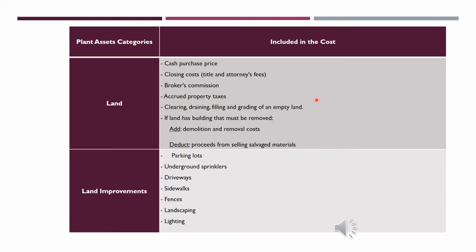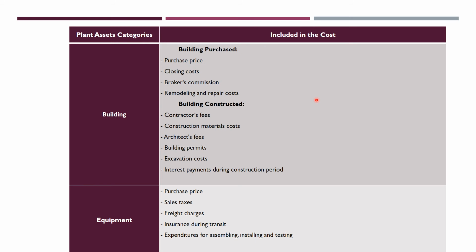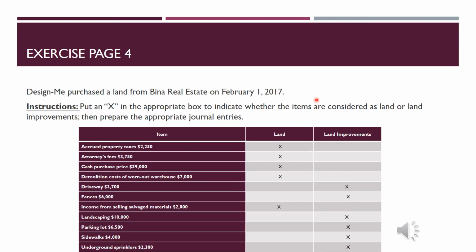Here we have a list of all the costs that is included in the land improvement, the building, and the equipment, in case you need to recognize the total amount of the cost. This is the solution for the exercise found on page 4, and here this exercise shows you how to differentiate between the costs included for the land and the costs included for the land improvement.